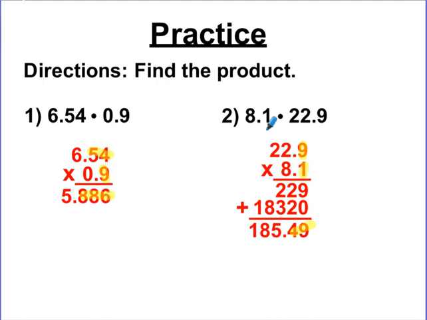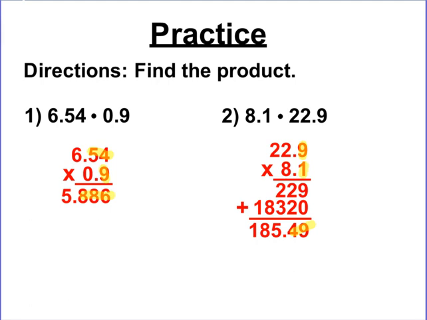This one here, if I estimated this number to, let's say, 20 or 25, and this number to 8, 8 times 20 is 160. 8 times 25 is, let's see, 25 times 8 is 200. So it's going to be somewhere between 160 and 200. My number is between 160 and 200. So 185 and 49/100ths looks like it could be the correct answer. At least it makes sense.